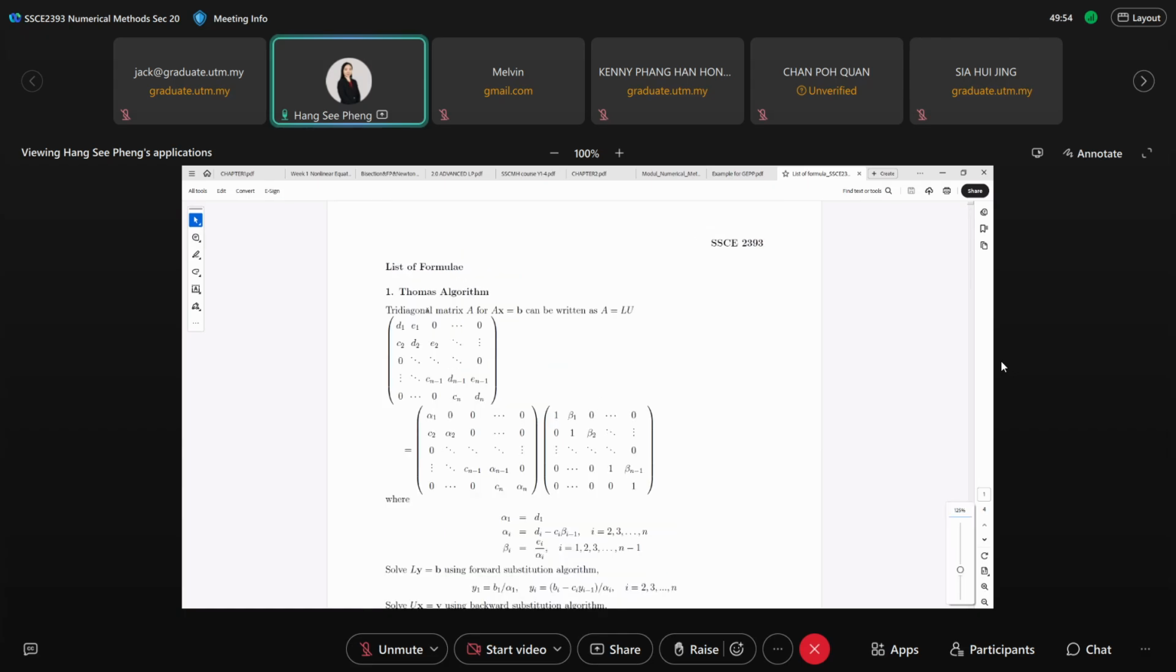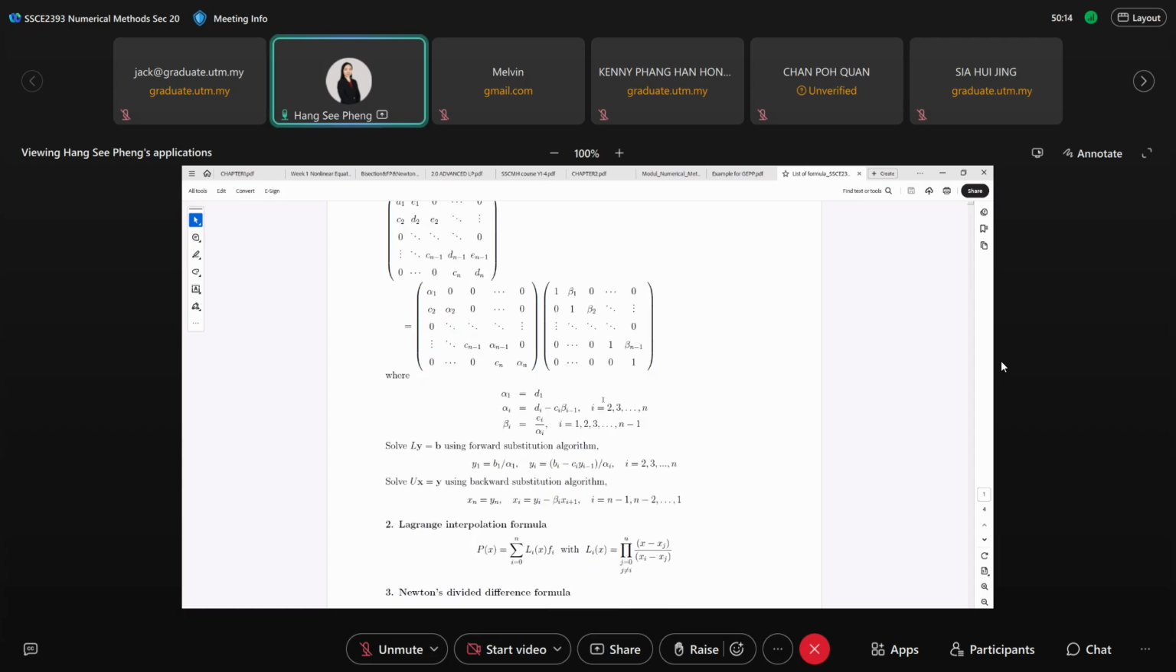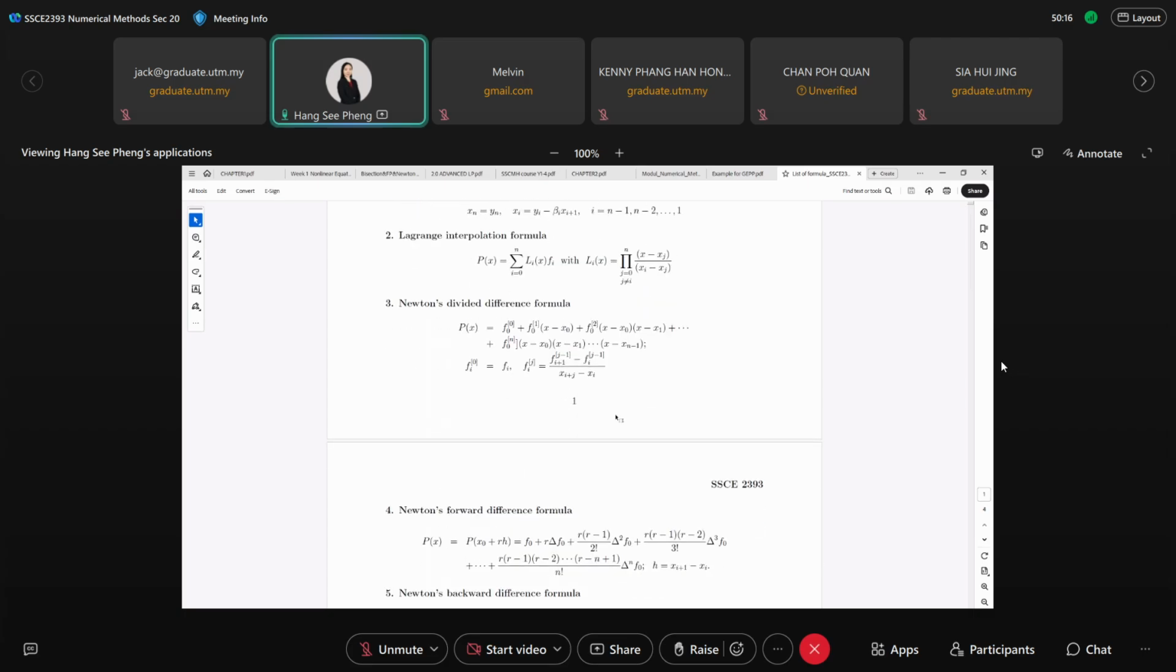So the first formula given is about the Thomas algorithm. So it means that in chapter 1, you have the bisection, you have the IVT, you have the Newton. They are not included in this list. We only give you the formulas that are more complicated. So these are the formulas.